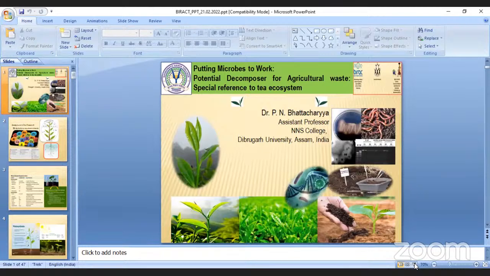Yes, so we all know that nutrients are needed. There are different kinds of nutrients, and these nutrients are needed for growing plants. Not only for plants, we also get nutrients. From morning to night, we get some kinds of food materials. Likewise, the plants also need nutrients. And these nutrients are basically different kinds of elemental forms.